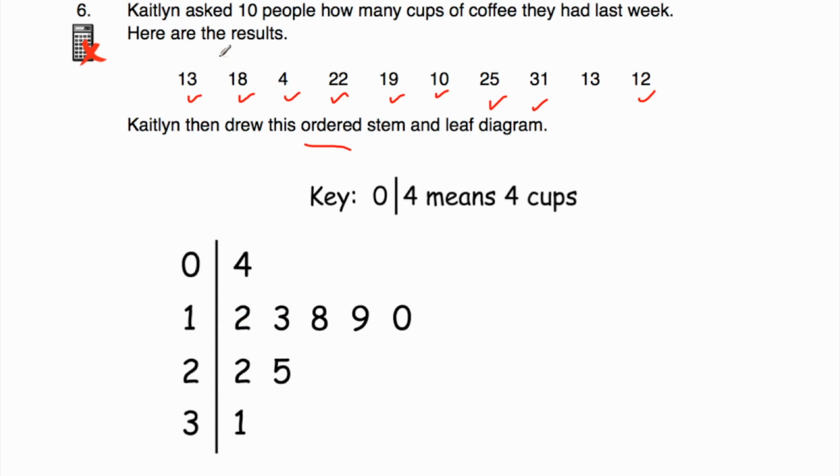One mistake is there are 10 people and she's only got 1, 2, 3, 4, 5, 6, 7, 8, 9 leaves. So she's missed off one of the numbers, 13. And the other thing is this 0 is in the wrong place. It should be here. It's not in the right order.